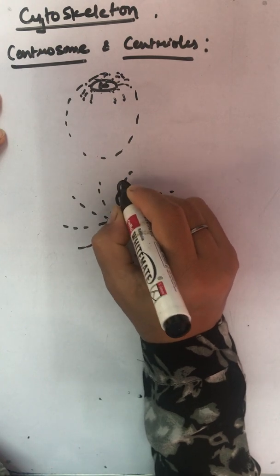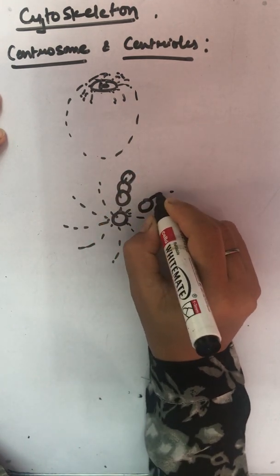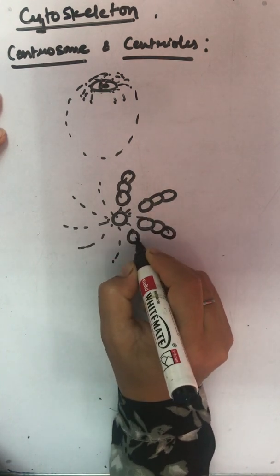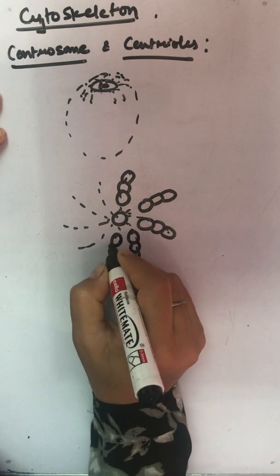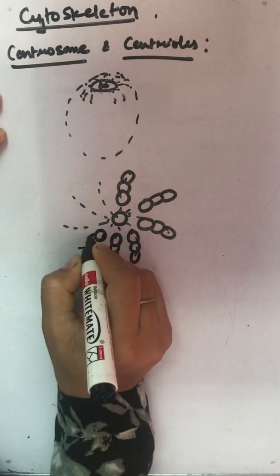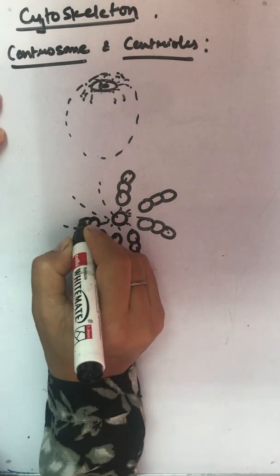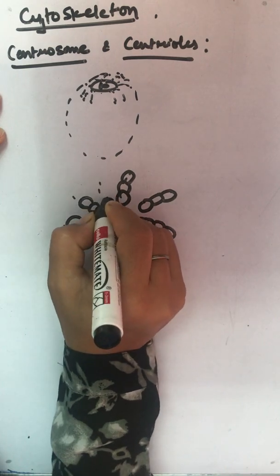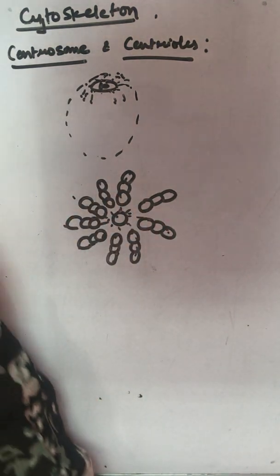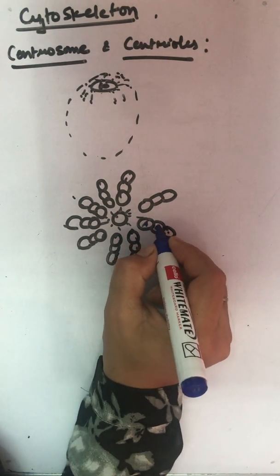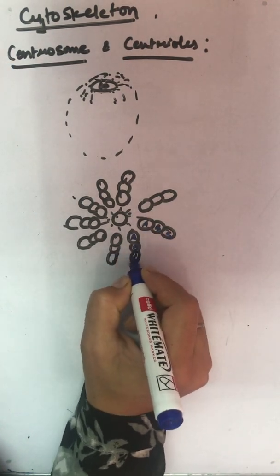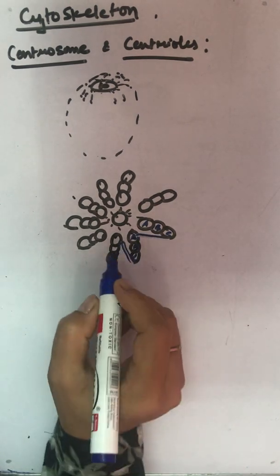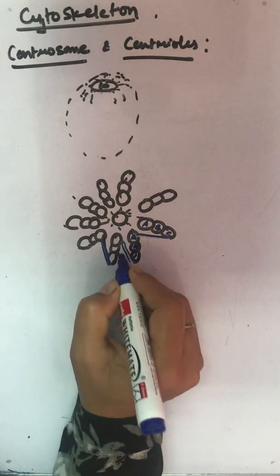It has a complete ring and 2 half rings. A complete ring and 2 half rings. And we mark them as A, B, C from the center to the outer side. This is A, B, C. Clear? C is connected to A. In every side, the C is connected to A.